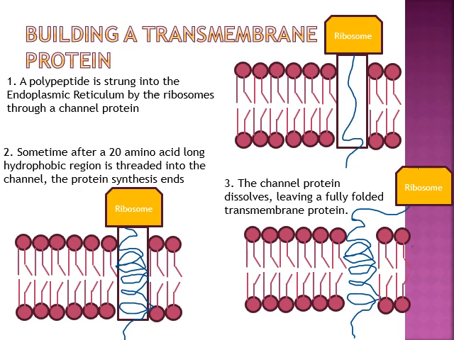Step two, after about 20 hydrophobic amino acids, the channel gets clogged, and the ribosome breaks off the top. Oh, so the clogging is a normal process. Totally normal. It's what needs to happen to get them embedded. This is how you create an integral membrane protein, a membrane protein that spans the phospholipid bilayer. Any questions?